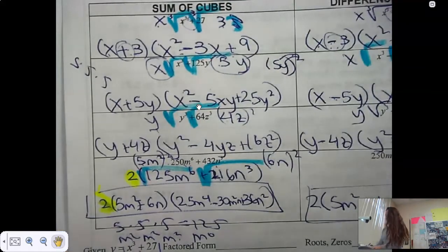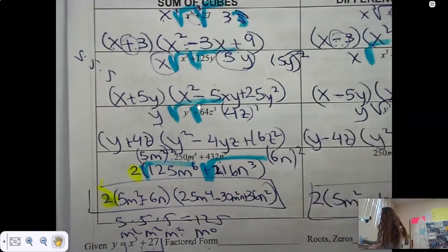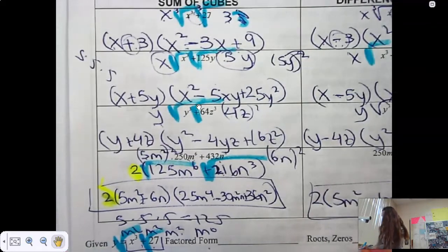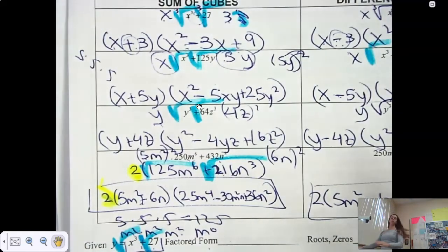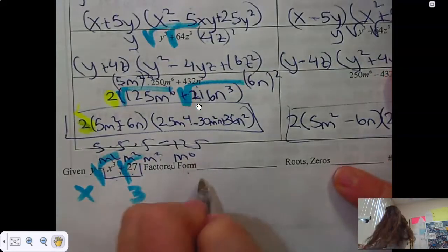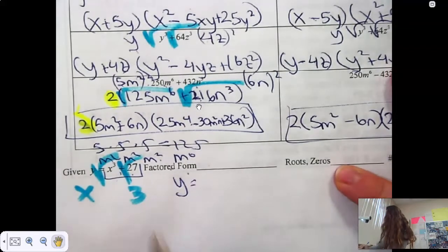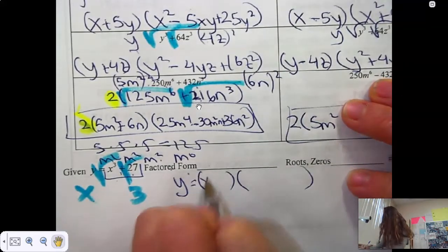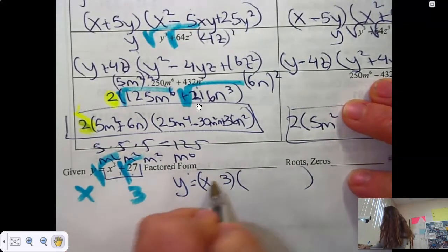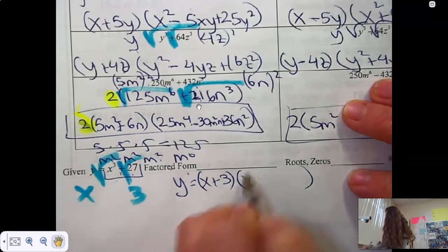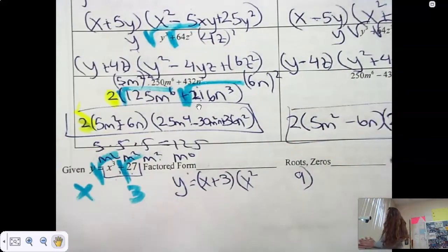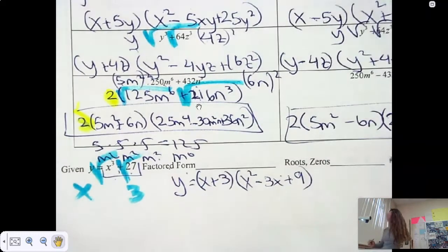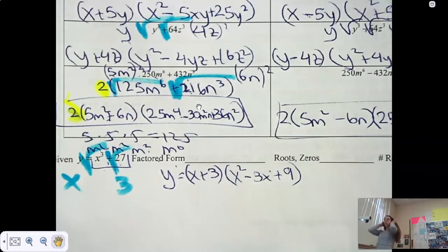Well, I can figure out what times what times what is 27. Oh, okay, that works. So then what times what times what? X. What times what times what? 3. So in factored form, this is, and I'm going to put it down here because there's not enough space, little parenthesis, big parenthesis, x, 3, plus, plus, square the first guy, square the last guy, take those two, put them together, plus, minus, plus. Okay? So, we did that.